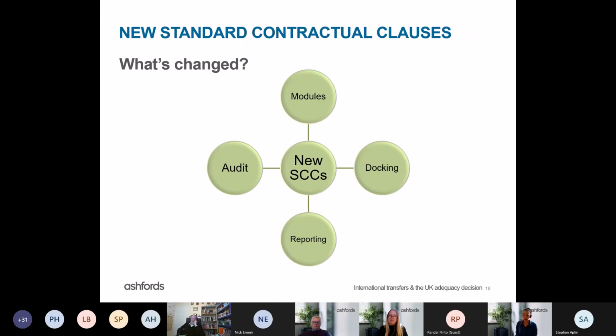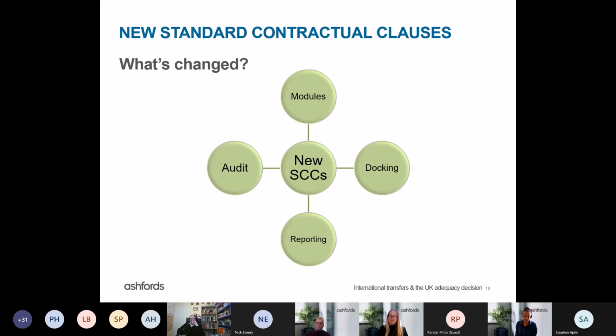What this means is you have specific arrangements covering controller to controller arrangements, controller to processor arrangements, processor to processor arrangements, and processor to controller arrangements. This differs from the current versions, which only cater for controller to processor and controller to controller.